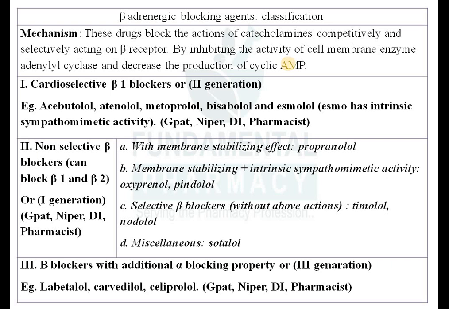Here the beta 1 receptor is important. The beta 1 receptor is present in the heart, and it is associated with an increase in heart rate and blood pressure, positive chronotropic effect, and positive inotropic effect. So if you block this beta 1 receptor, obviously you are ultimately counteracting the blood pressure.